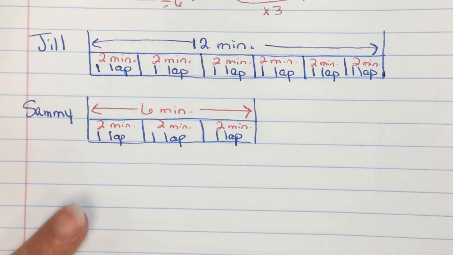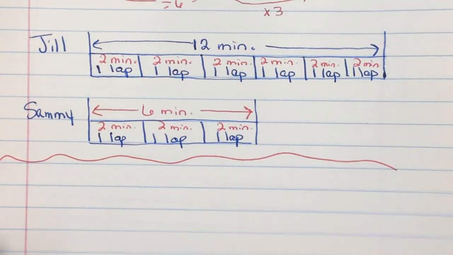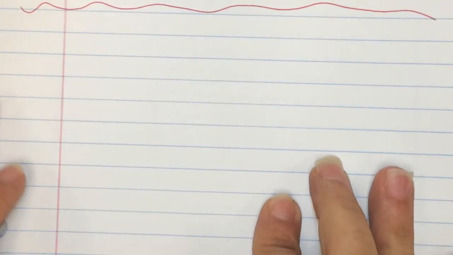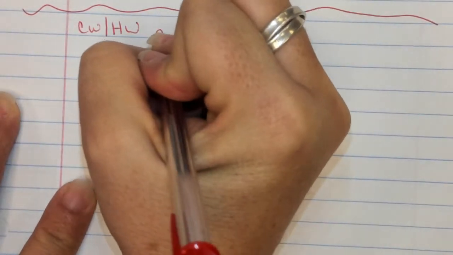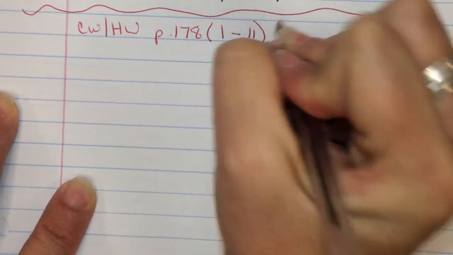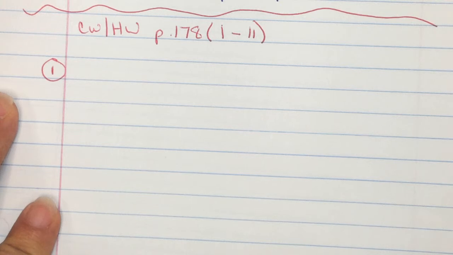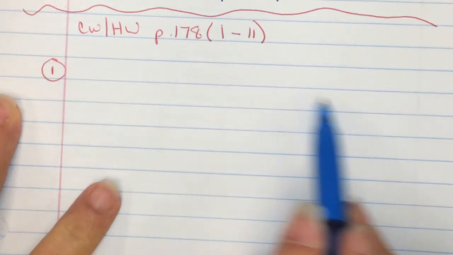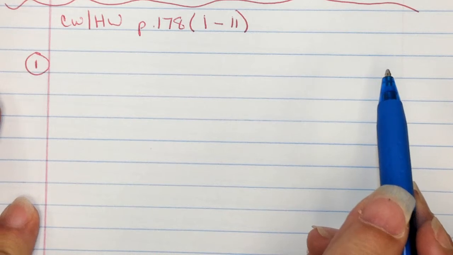Okay. So, here we go. I'm going to show you. Let's do number 1 together. This is right off the classwork homework. Here we go. Okay. Now, number 1. Here we go. I'm going to first set it up with my proportional model just so I kind of have my numbers on my piece of paper.